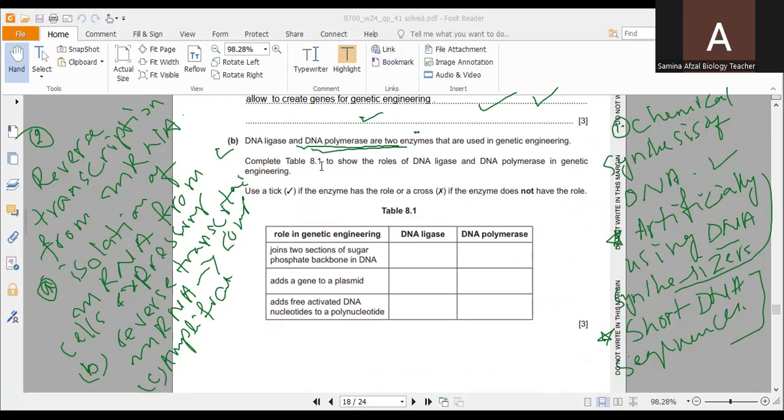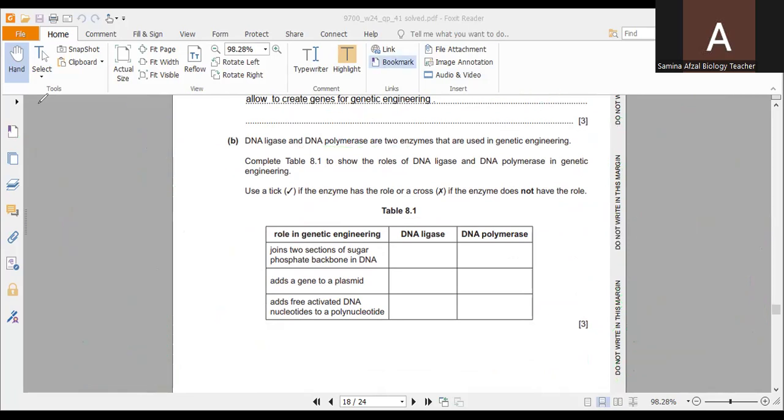Now, the next question is: DNA ligase and DNA polymerase are two enzymes that are used in genetic engineering. Complete table 8.1 to show the roles of DNA ligase and DNA polymerase in genetic engineering.